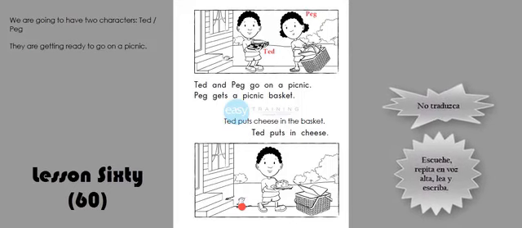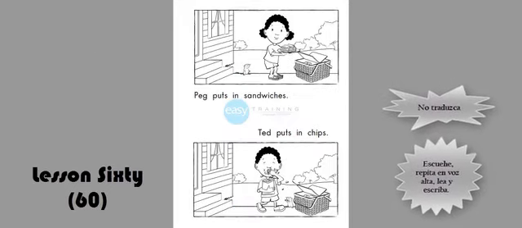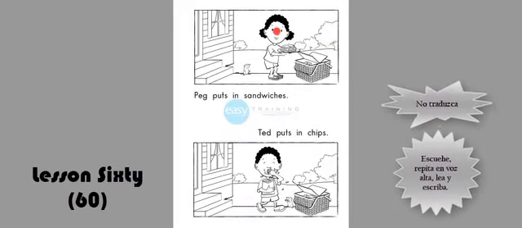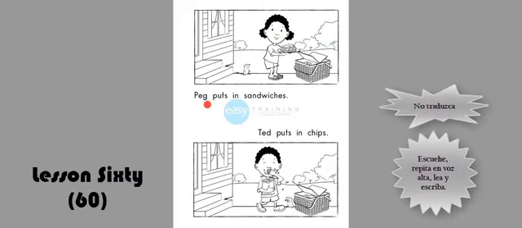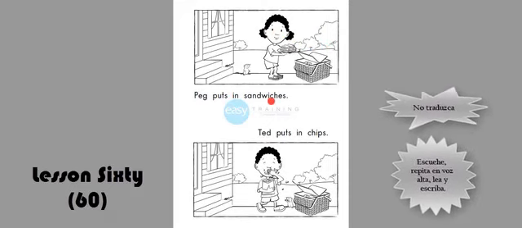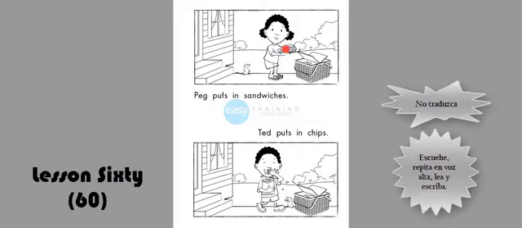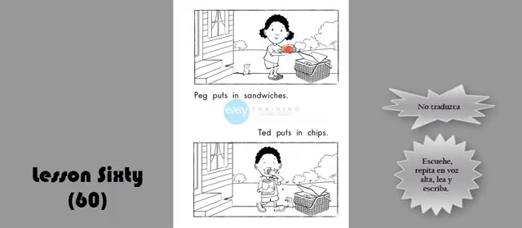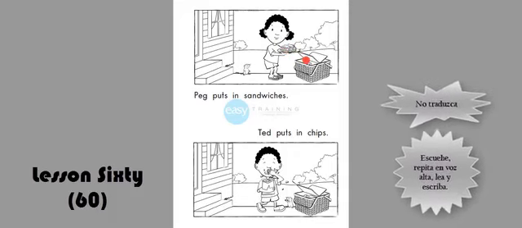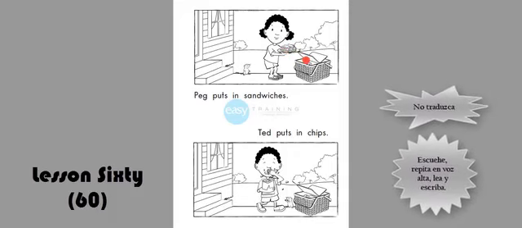Why? And here is Peg. Peg puts in sandwiches. Look, here are some sandwiches. And Peg is putting the sandwiches in the picnic basket. And the mouse is watching.